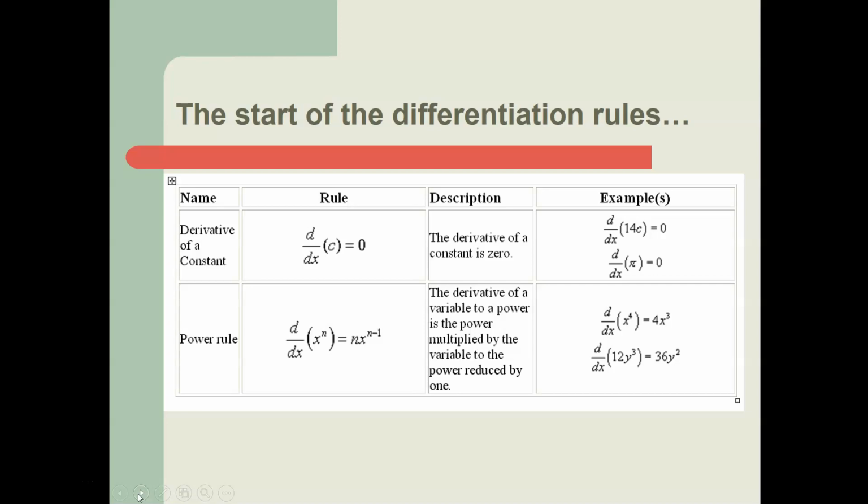So the very first rules you learn in calc are the constant derivative and the power derivative. The derivative of a constant is always 0.